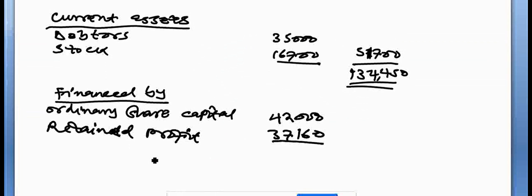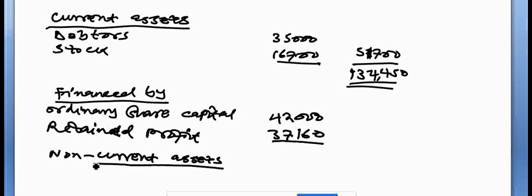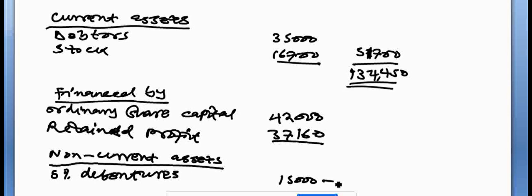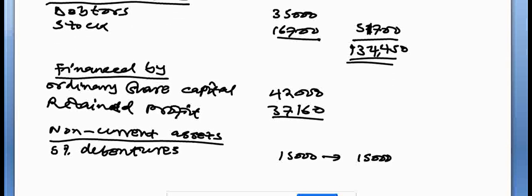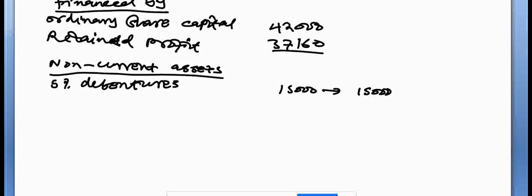Haya, mtuongeze hiyo, after which tunaenda non-current assets. Non-current assets majorly ni debentures ndio tuko nazo, the 5% debentures zenye ni 15,000. Na juu iko moja tunaichukua to the next column 15,000. Haya, mtu atuongezea 42k plus 37,160, tukiendelea kwenda mambo mengine kama current assets.